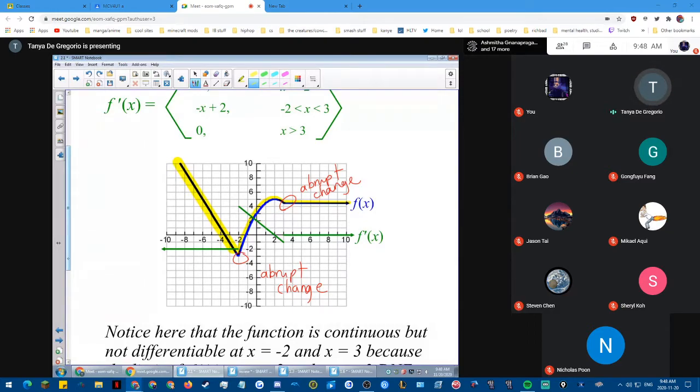What I want you to notice here is at this abrupt change, do my graphs match up? Would my limit exist from the left and to the right? Would my limit exist as I approach this function from the left and from the right? Would that limit exist? No, the derivative. So the derivative is the green. So if I'm looking at the green line, which is my derivative, would this limit exist?